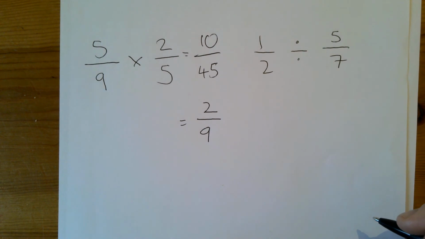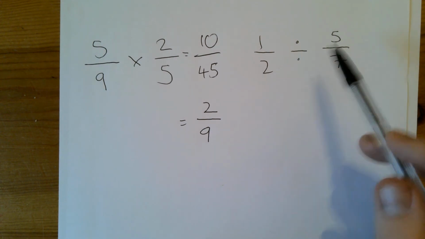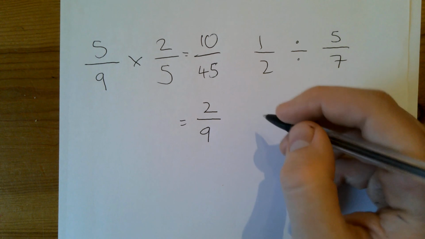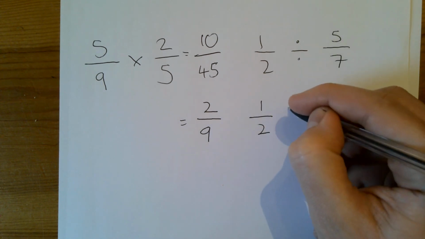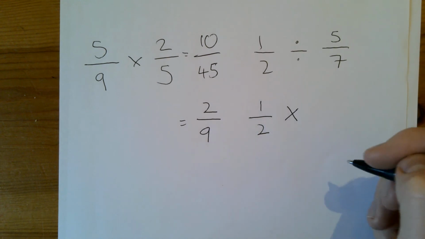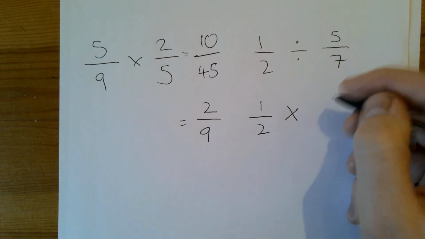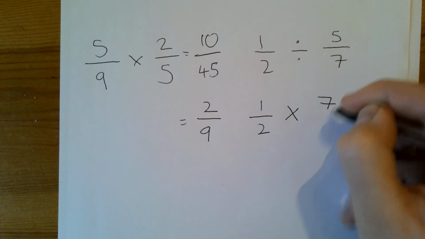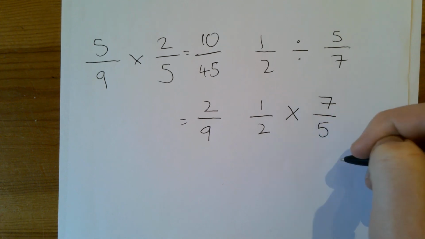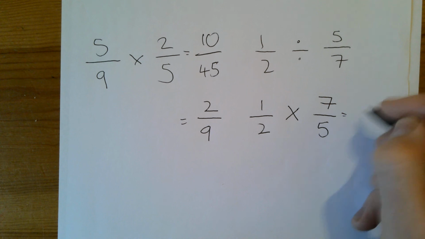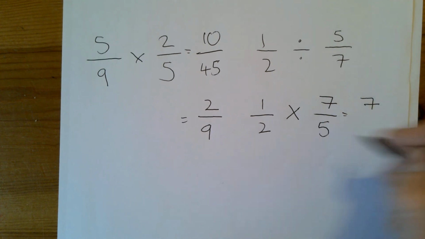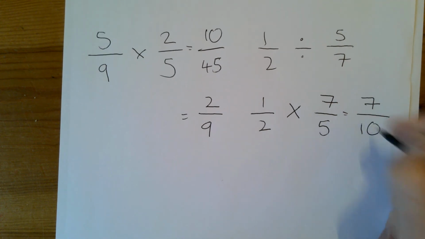And then the last one, division. Remember that key rule: keep, change, flip. We keep the half, we change the divide to a multiply, and we flip the 5/7. We flip the second one. And then it turns into a nice multiplying one, just like this. 1 times 7 is 7. 2 times 5 is 10.